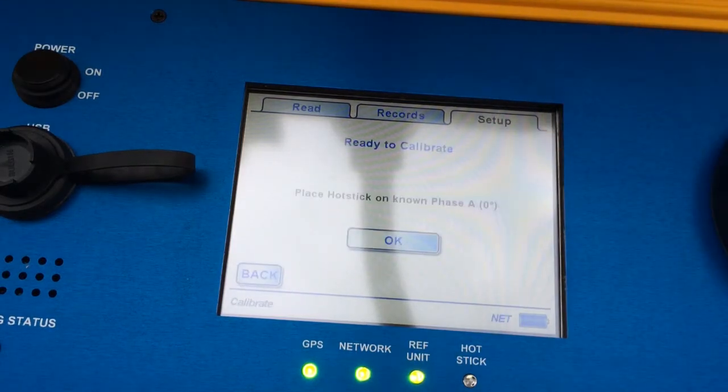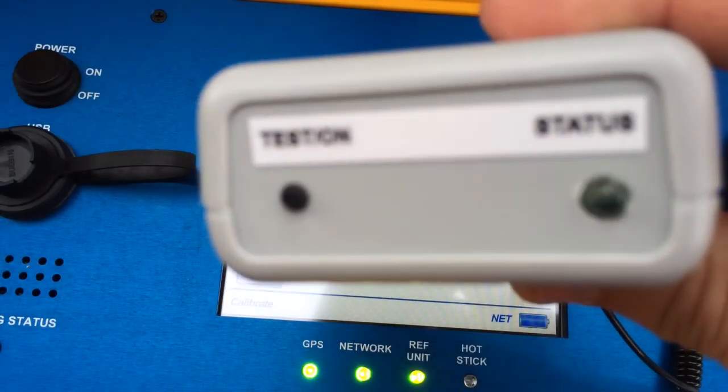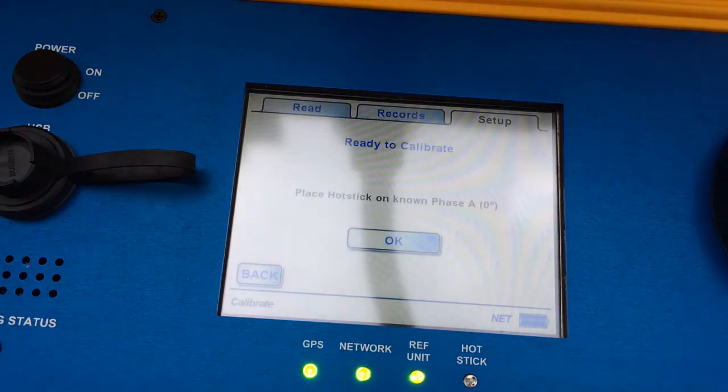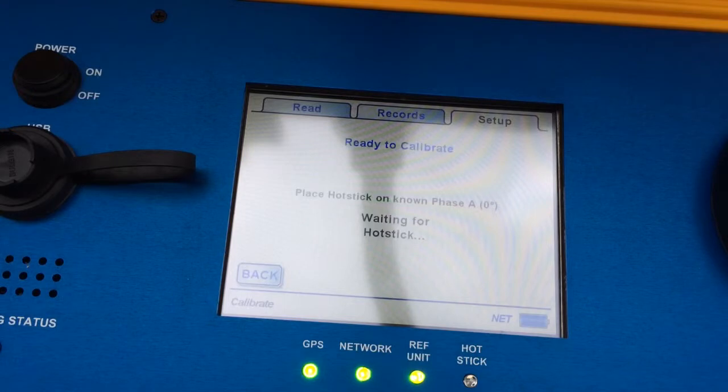All right, now I'm going to turn on my hot stick unit and I've got my status light blinking green. And now it's telling me to get ready to touch it to A phase. I don't know what phase it really is. I'm just calibrating to a 120 volt outlet that's here in the shop. So we're going to see what we come up with.